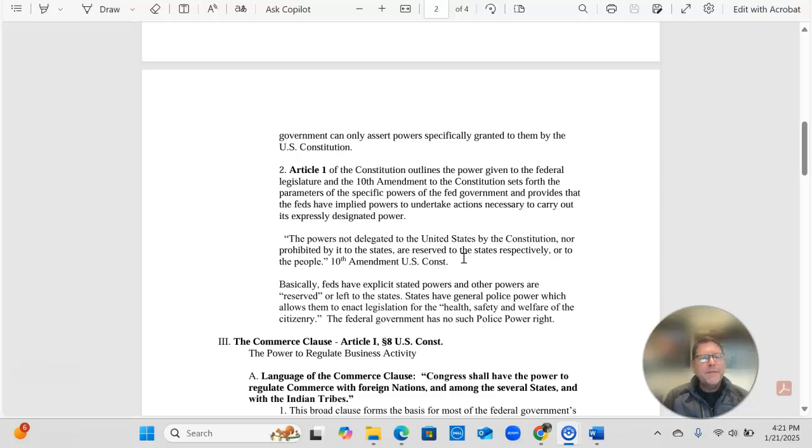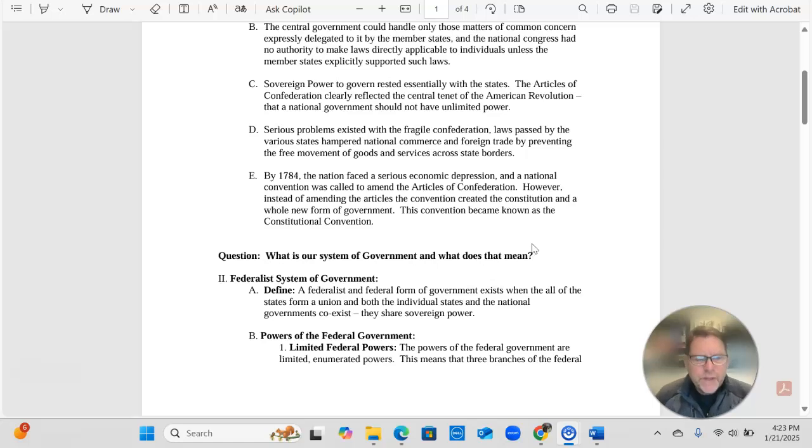So basically, the federal government had explicit stated powers, and all the other powers were reserved or left to the states. States have the general police power, which allows them to enact legislation for health, safety, and welfare, whereas the federal government does not have a specific police power. So, discussing further this concept of the federal government's power.